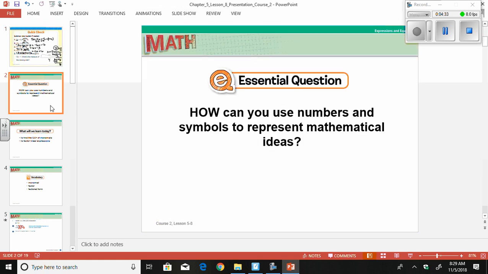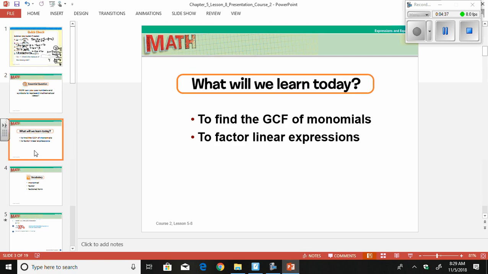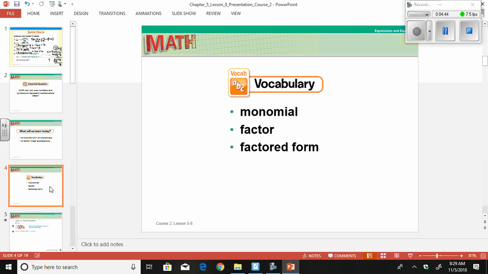So our essential question is how can you use numbers and symbols to represent mathematical ideas? Well, today we're going to use them to find the GCF of monomials and to factor linear expressions. Our vocabulary that we talked about are monomials. So remember, those are a number, so negative 2, or a letter, maybe w, or maybe it's when you have those multiplied together, like 3xy. So 3 times x times y.